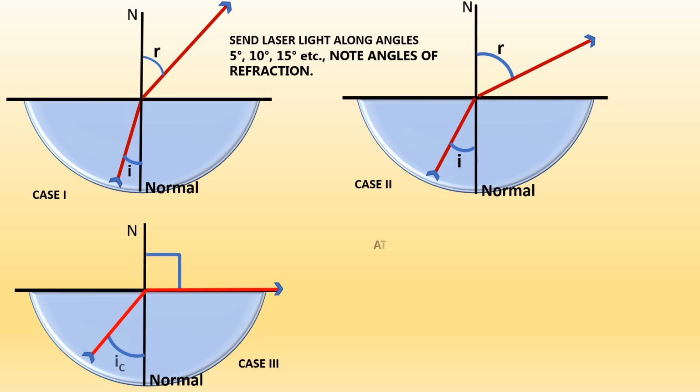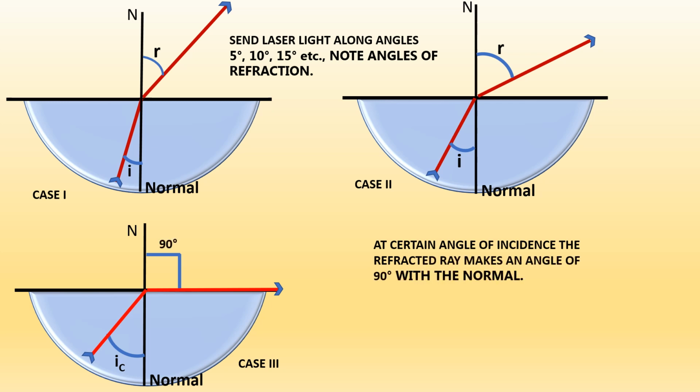So at a certain angle of incidence, the refracted ray makes an angle of 90 degrees with the normal. This angle of incidence is called the critical angle. Let us derive the formula for critical angle. Observe once, when the angle of incidence is equal to the critical angle, how a light ray is refracted.